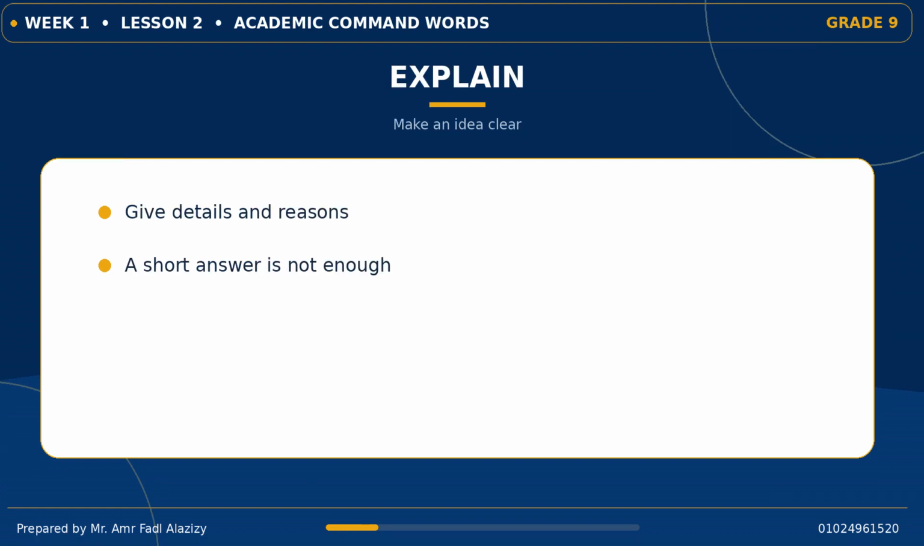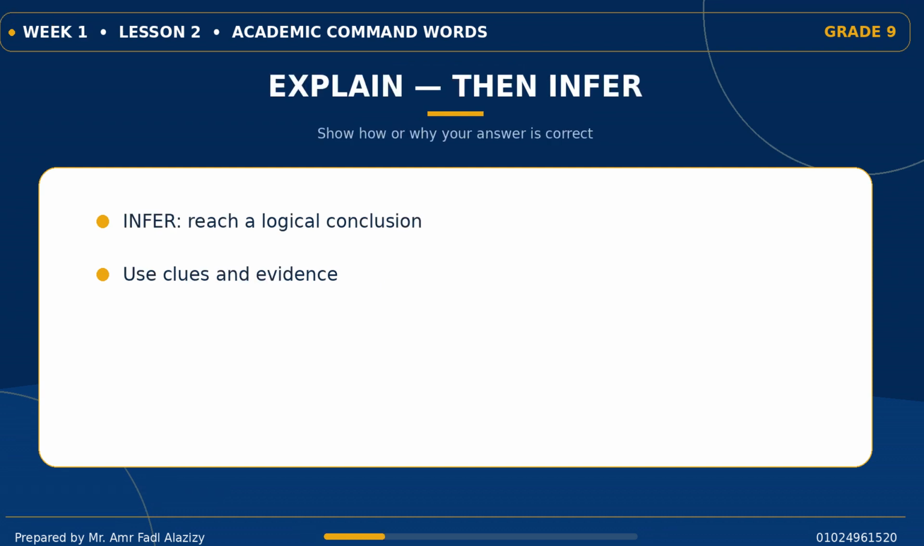The next word is explain. To explain means to make an idea clear by giving details and reasons. When a question asks you to explain, a short answer is not enough. You should answer the question and then show how or why your answer is correct.